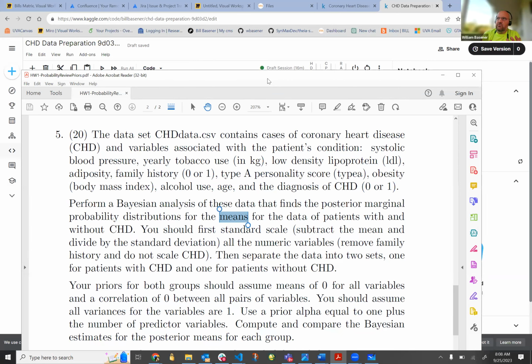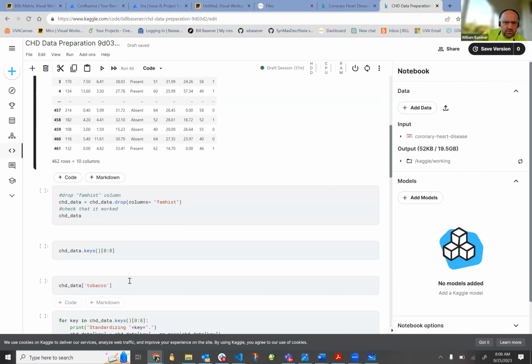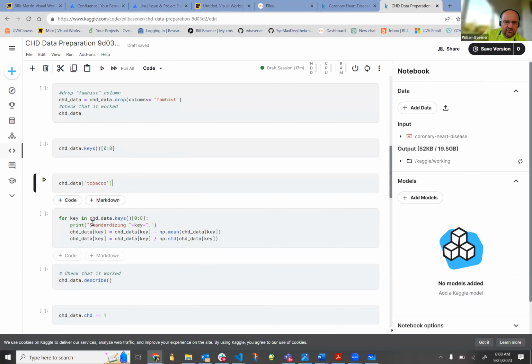Just like when we pick up a coin, we don't know exactly what the probability of heads is for the coin. Here we have a mean for each of these groups, people with coronary heart disease and without coronary heart disease. So we need to separate out this data frame and make two different groups, one with coronary heart disease and one without.